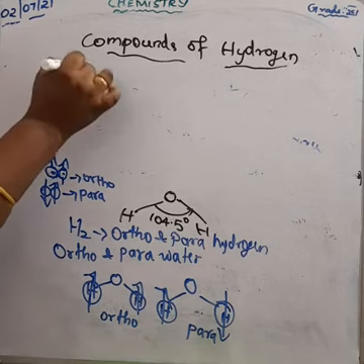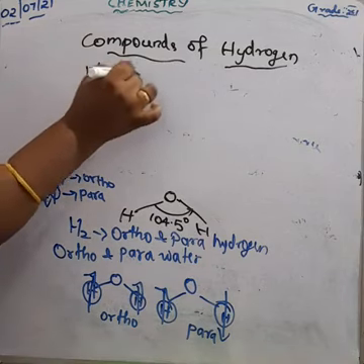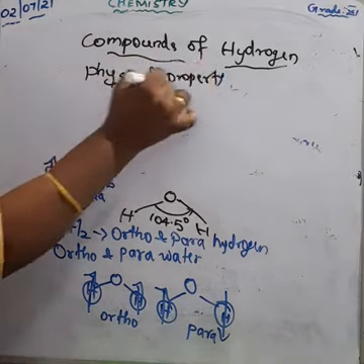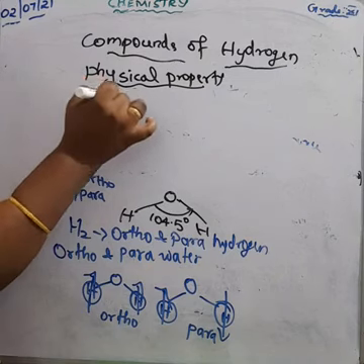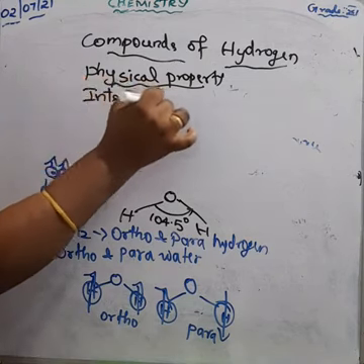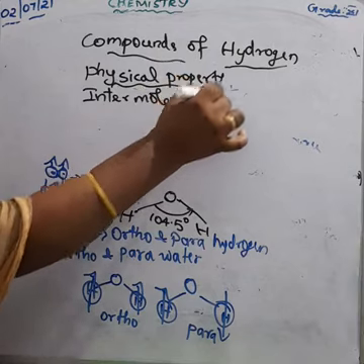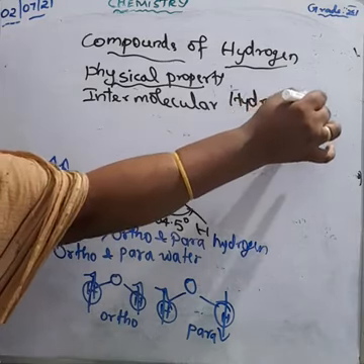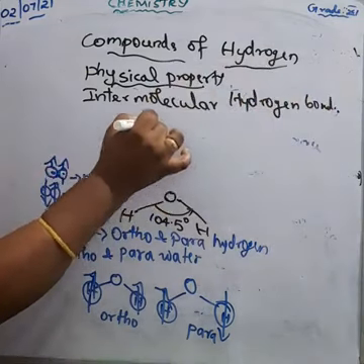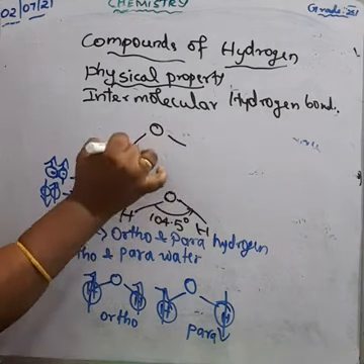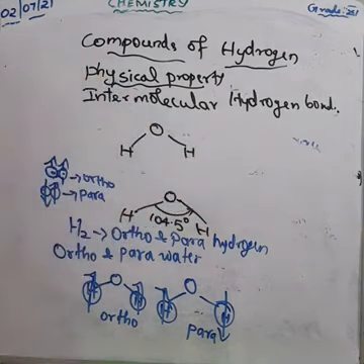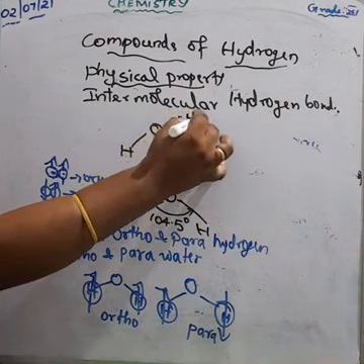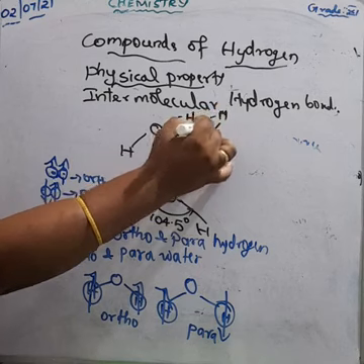Okay, one of the important properties is intermolecular hydrogen bonding. Water can form intermolecular hydrogen bonding between water molecules. For example, the hydrogen of one water molecule combines with the oxygen, and this oxygen can bond with another water molecule. This is called intermolecular hydrogen bonding.